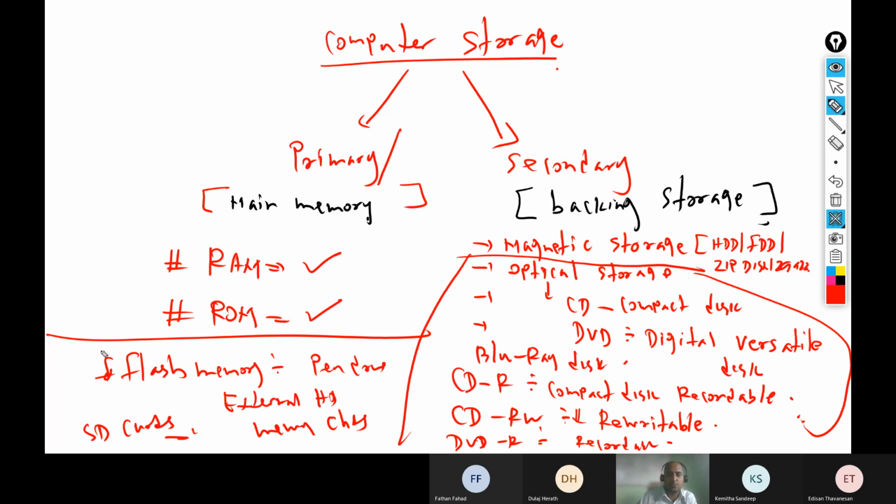Those are flash memories. Another one under magnetic storage, I didn't mention tape drives. Tape drives are basically used for legacy backup systems. Earlier we used tape drives, and they are still used, but for the legacy backup system. Nowadays we have modern backup, cloud storage.